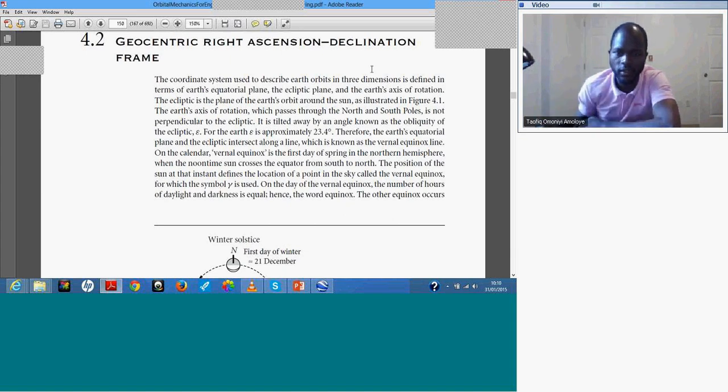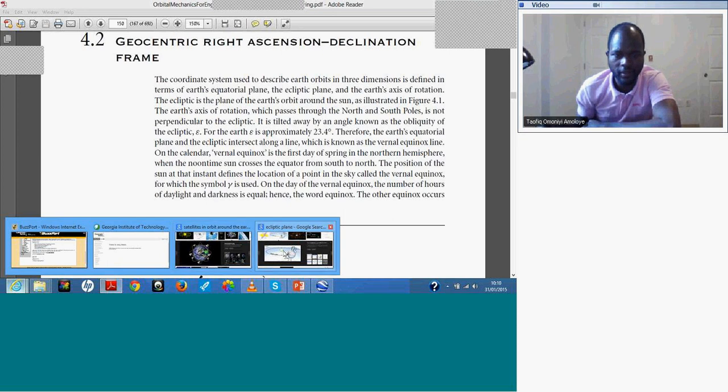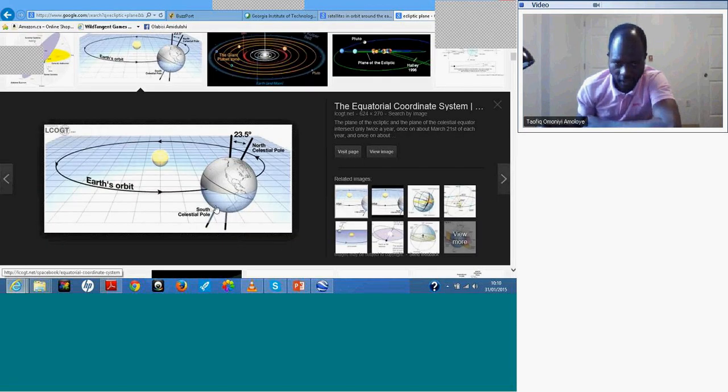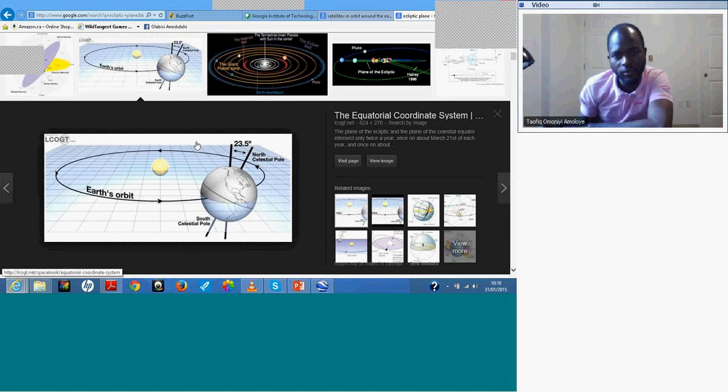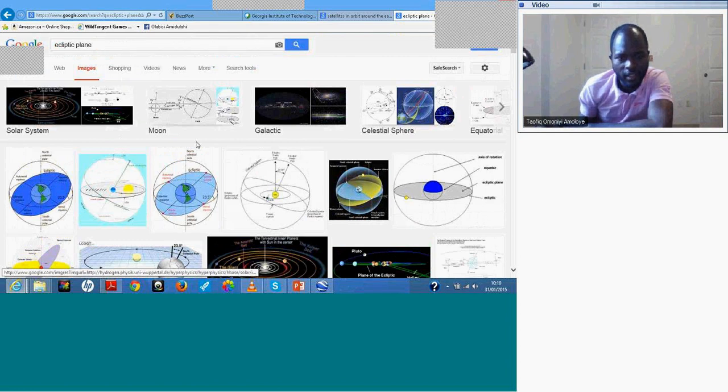So we go on. Therefore, the Earth's equatorial plane and the ecliptic intersect along a line which is known as the vernal equinox line. So the vernal equinox line is the OM. At that point where the equatorial plane and the ecliptic plane coincide, that point is called the vernal equinox line. Let me look for vernal equinox.